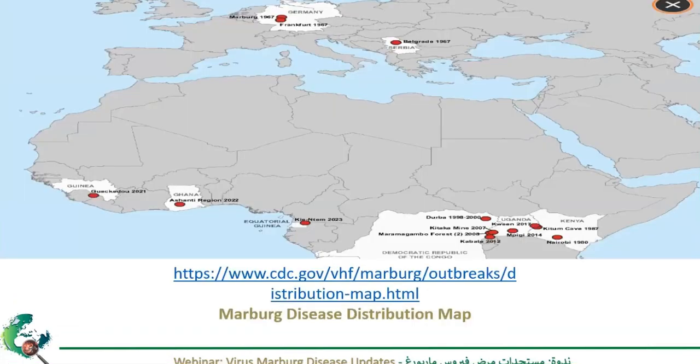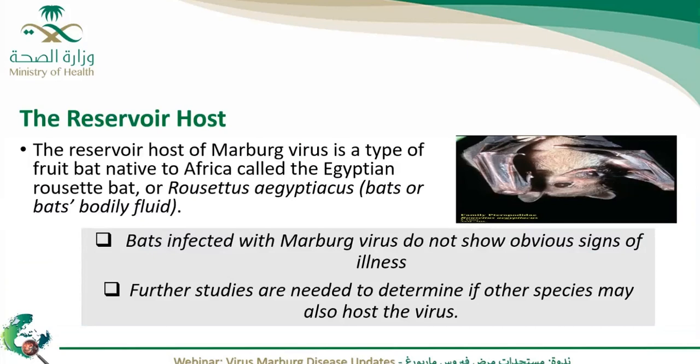From this link, you can access the Marburg disease distribution map, and you can find out where the first initial outbreak happened in history and up to date. The reservoir host of the Marburg virus is a type of fruit bat native to Africa called the Egyptian fruit bat, Rousettus aegyptiacus. Infection can come from the bat itself or the bat's bodily fluid. Bats infected with Marburg virus do not show any obvious signs of illness. Further study is required to determine if another species may be considered a host of this virus. If you see the picture here, you might think this is a cute fuzzy bat. Actually, it's a massive beast that has led to various outbreaks in different countries.